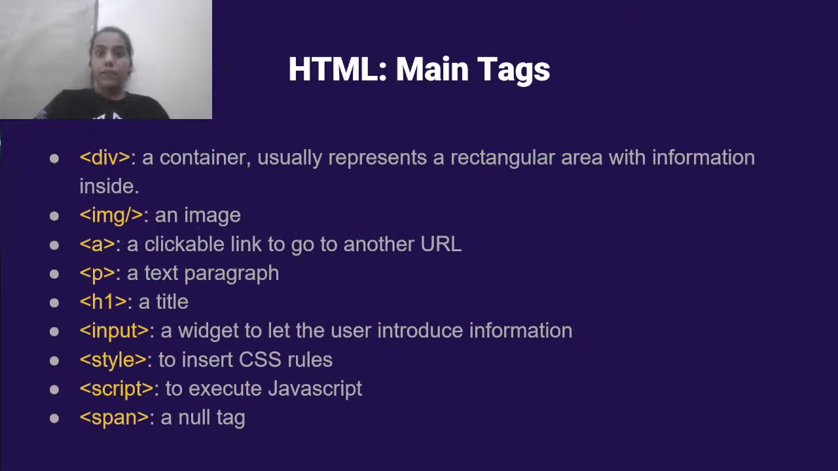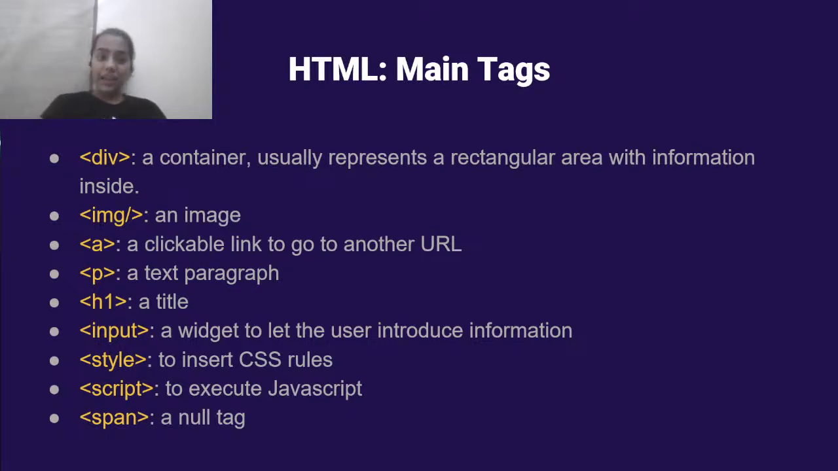Moving on to some main tags in HTML, we have the div tag, which is a container tag, usually represents a rectangular area with information inside. Image tag, which is a self-closing tag. So if you want to put an image in, you can use the image tag. For attributes, you will need to give the source. And in the attributes, you can also give length, height, and where you want to align it.